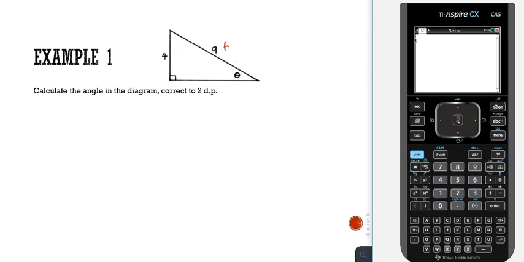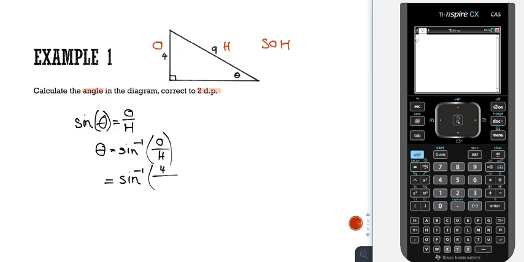This example here, for instance, we're asked to calculate to 2 decimal places. So first step, label the appropriate side lengths in your right angle triangle. Opposite the right angle is the hypotenuse, opposite the angle is O, which means the ratio we're going to use is sine. We're after an angle to 2 decimal places, so sine theta equals O over H, and then substituting in what we know, theta is going to be equal to sine inverse of O over H, sine inverse of 4 over 9. So I've done a rearrangement before I've done my substitution.